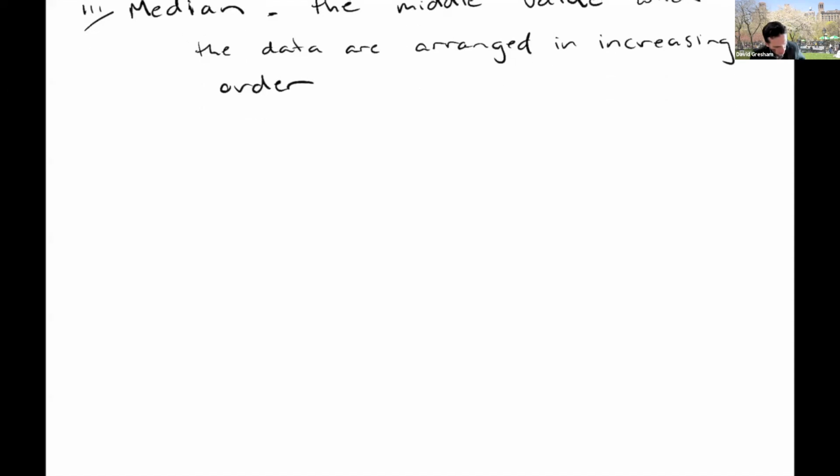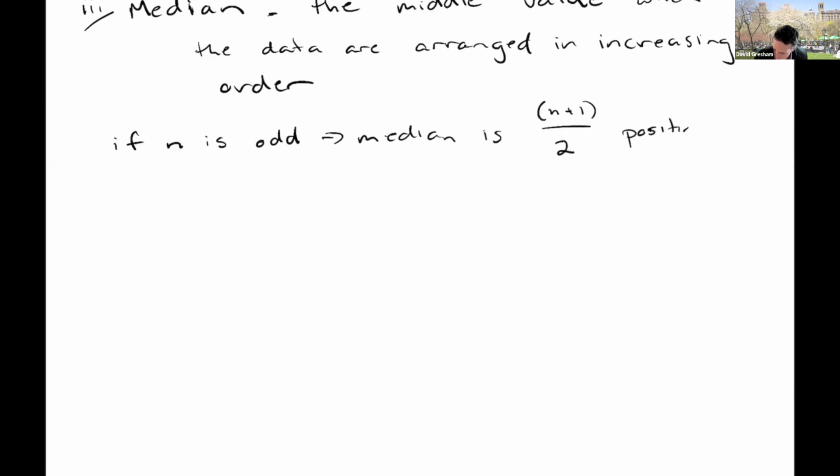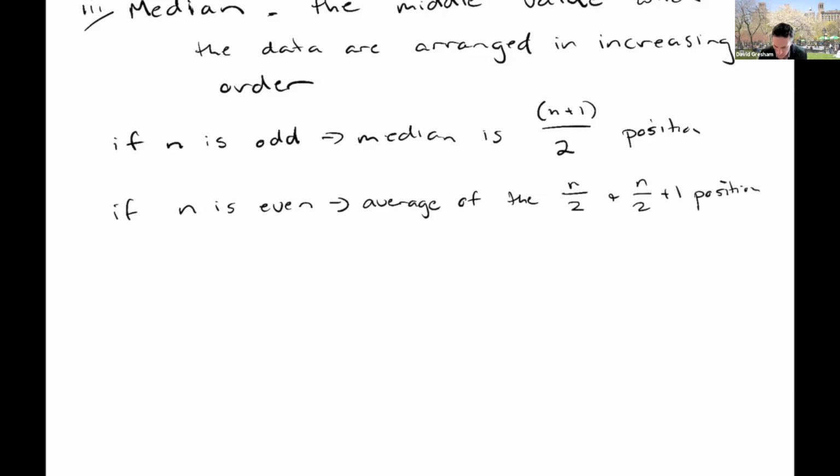Okay, so there's a little rule that we can use, which is the following. If n is odd, then the median is the n plus 1 divided by 2 position. So in this case, 23 plus 1 divided by 2 is 12. If n is even, it's the average of the n divided by 2 and n divided by 2 plus 1 position. So if we had 22, it would be the average between the 11th and the 12th position.